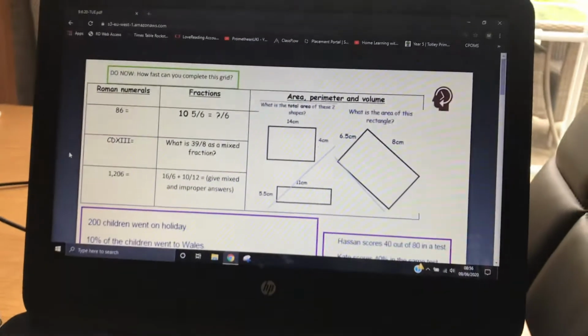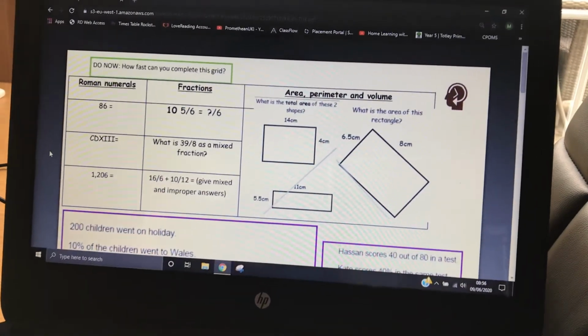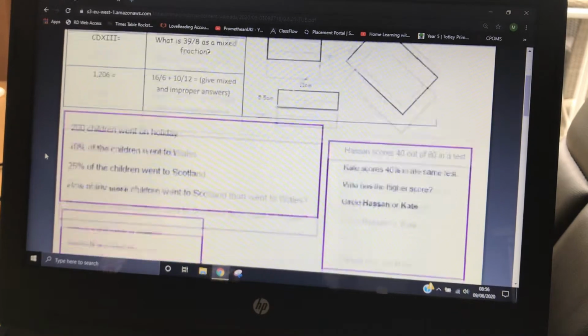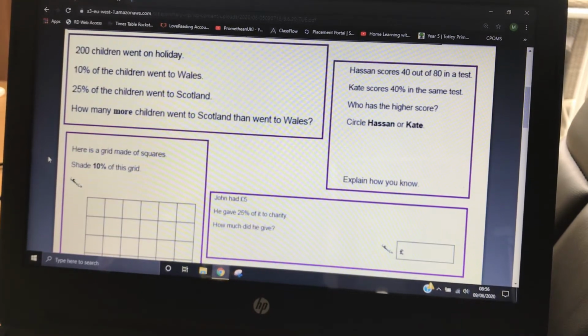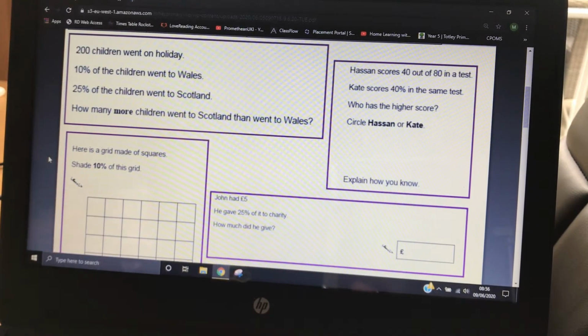Another area that I really like in year 5 and year 6, that you have quite a lot of in year 6, is finding percentages of amounts. Now yesterday, hopefully you did quite well with the task I gave you.